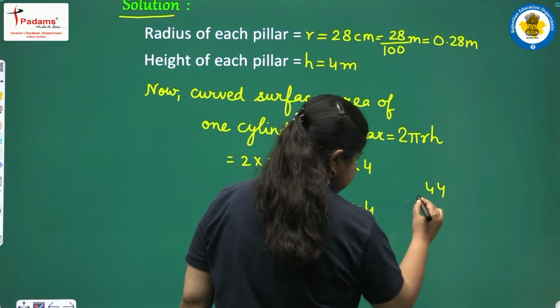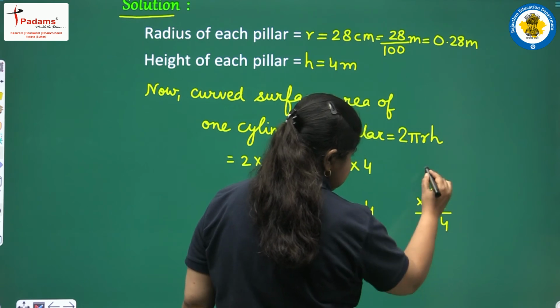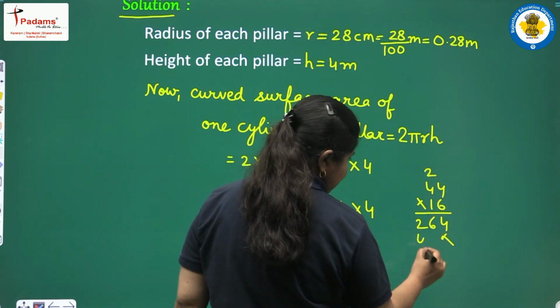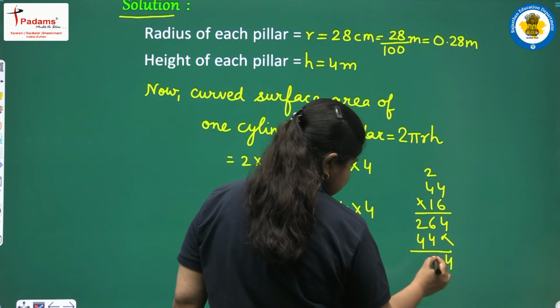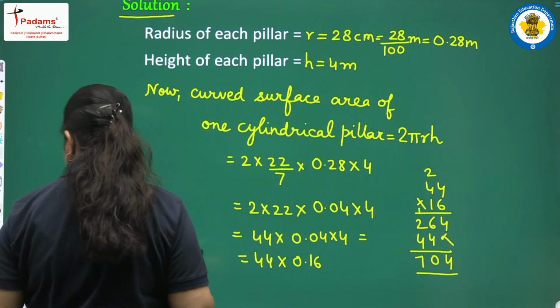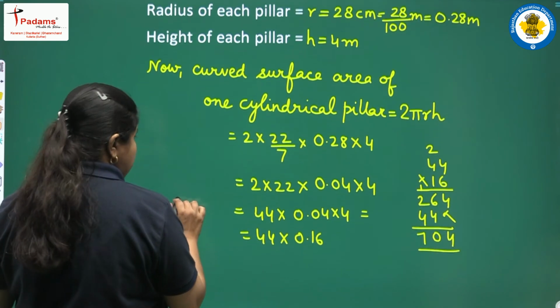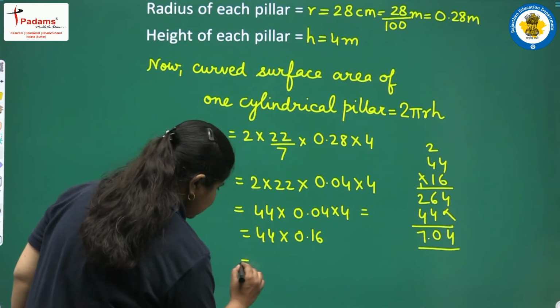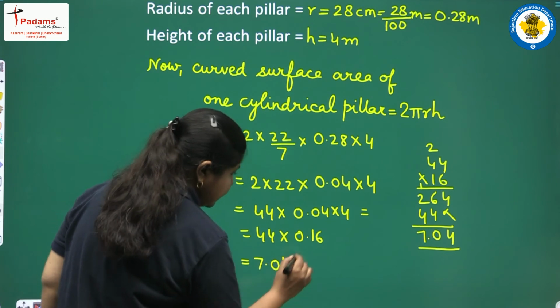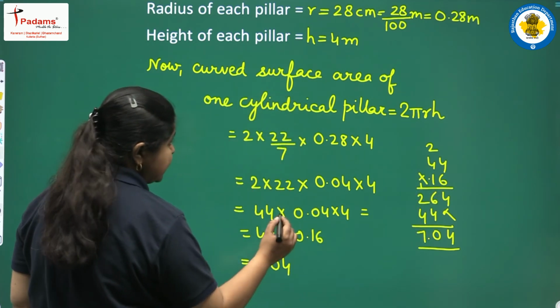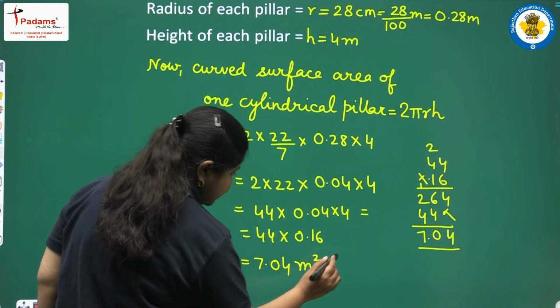Multiply 44 by 16. 6 4s are 24, 24, 25, 26. Then we have 44. 4, 6 and 4, 10. 1 carried, 4, 5, 6, 7. So it will be 704 and when we mark the decimal, here you see it will be 7.04. 7.04 because here we have 0.16. So 7.04 and the unit will be meter square.